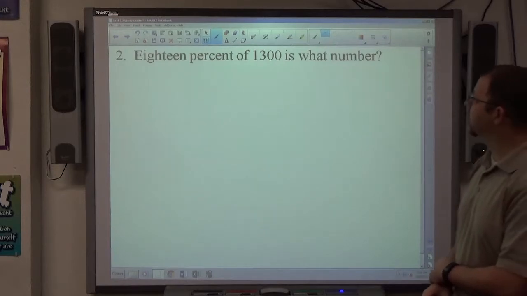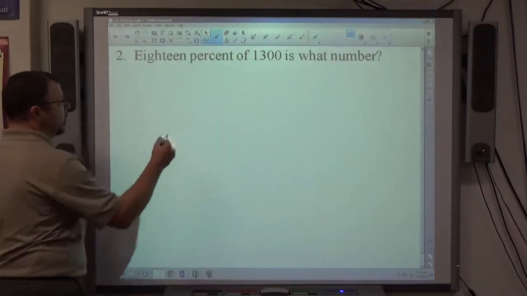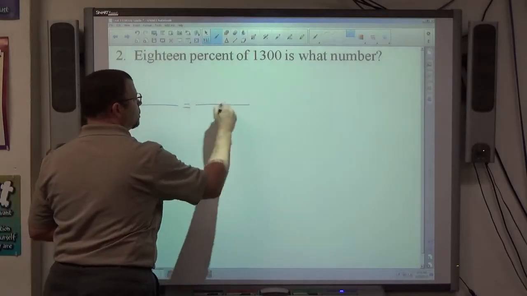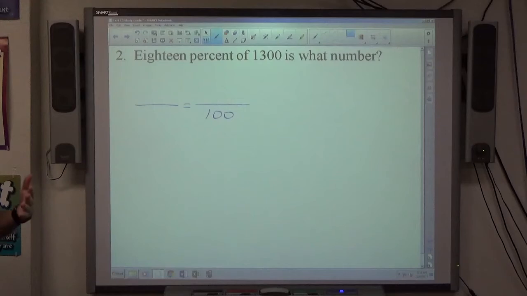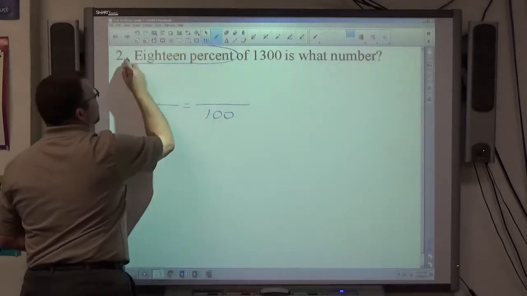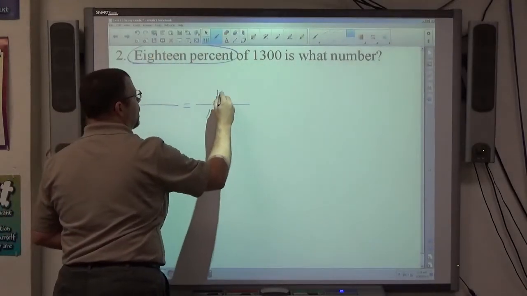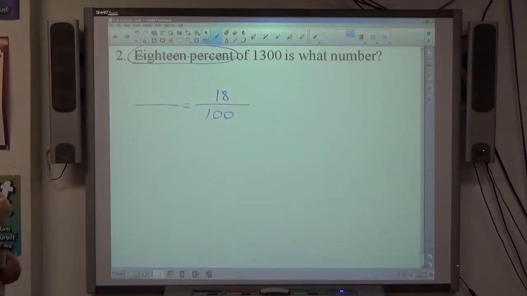Number 2, 18% of 1,300 is what number? So it's a percent proportion problem. Anytime you see a percent proportion problem, some percent of some number is some number. Start off with the percent proportion. Always put the percent first. Let's say 18%, so 18 goes over 100. The percent's done. We've used it.